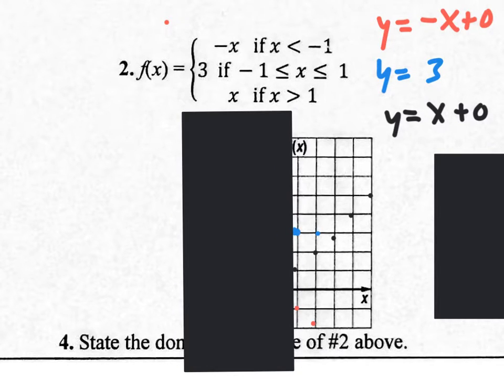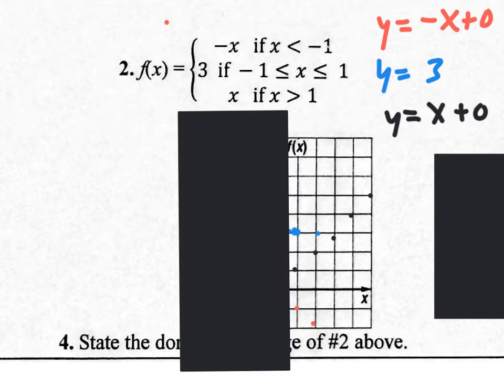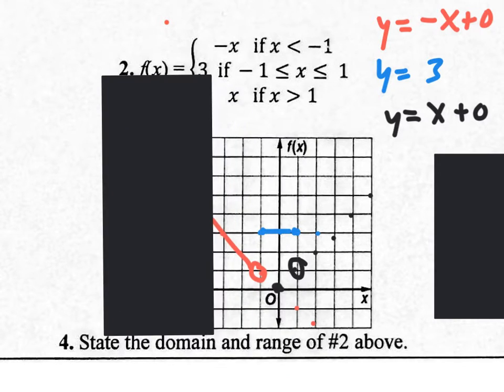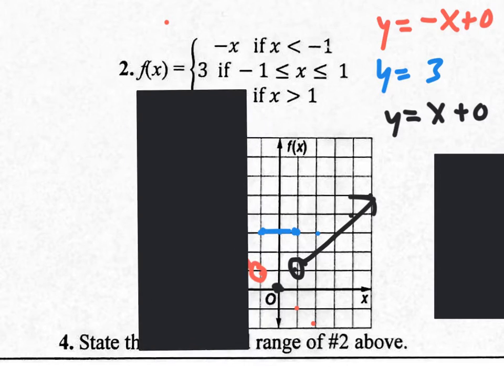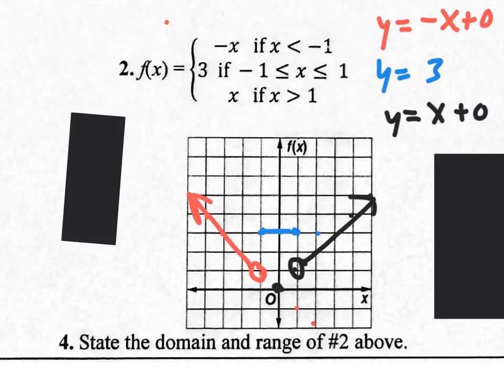And it's going to be a solid dot at x equals 1 or open dot? Open dot. So let me put an open dot right here. And let me just draw the line going through there. What do you guys think? So that's it. There's my piecewise function.